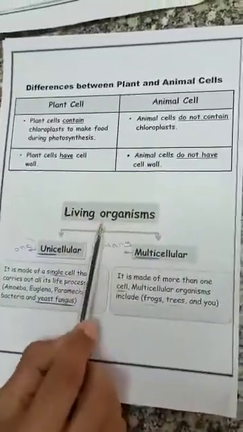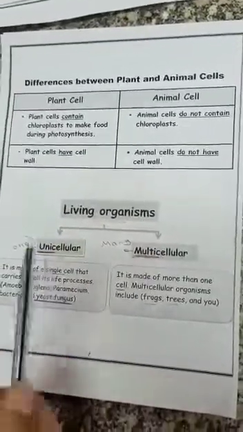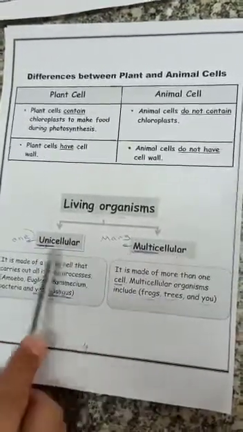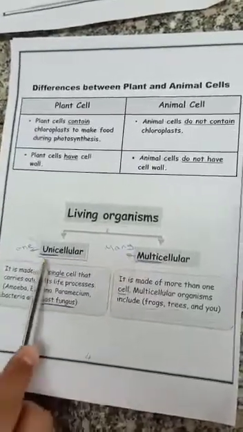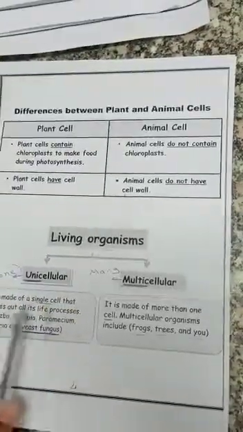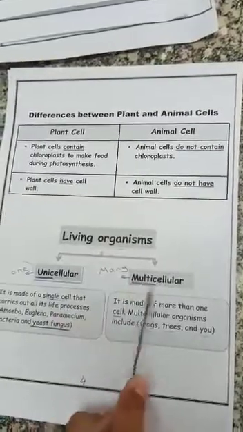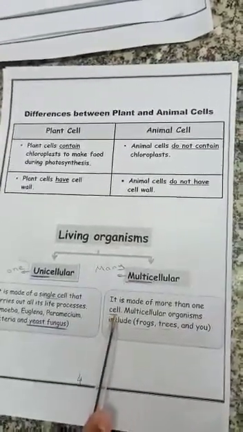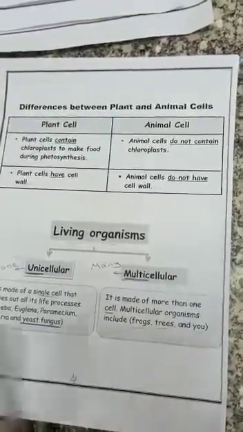Among all living organisms, we have two types: unicellular and multicellular. Uni means one, multi means many. Unicellular is made of a single cell that carries out all the life processes. Multicellular is made of more than one cell, like frogs, trees, and you.